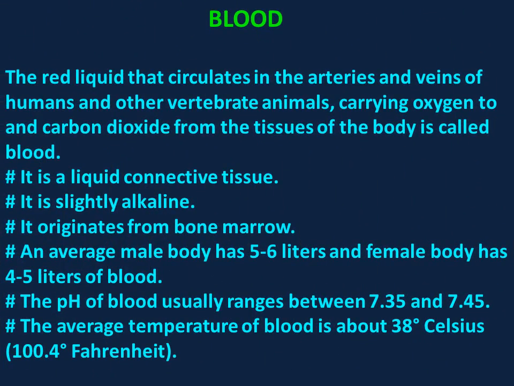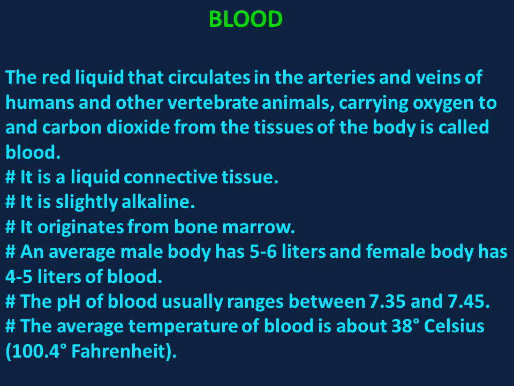Blood. The red liquid that circulates in the arteries and veins of humans and other vertebrate animals, carrying oxygen to and carbon dioxide from the tissues of the body, is called blood. It is a liquid connective tissue. It is slightly alkaline. It originates from bone marrow. An average male body has 5 to 6 liters and a female body has 4 to 5 liters of blood.